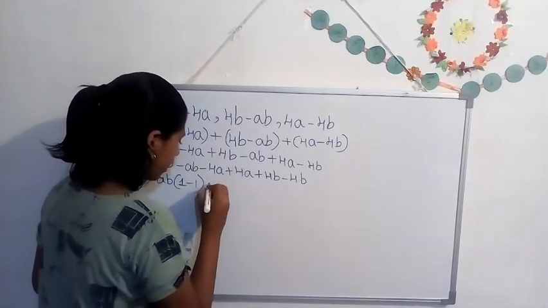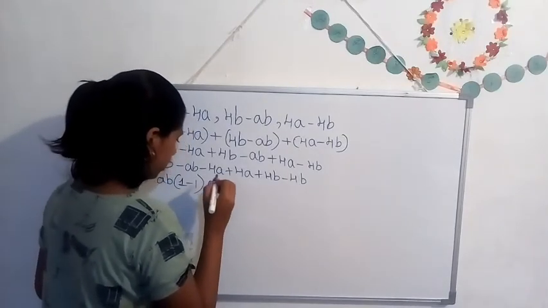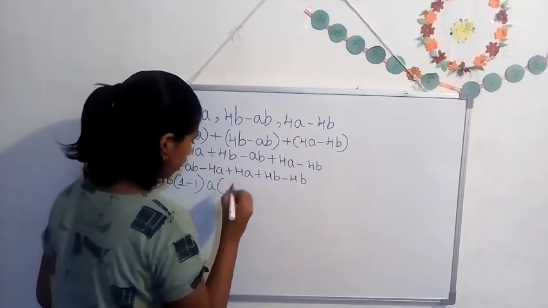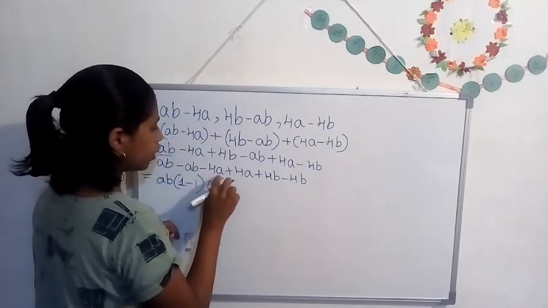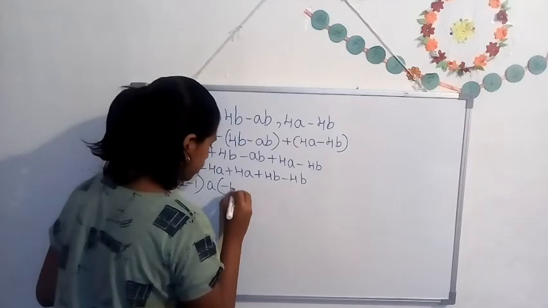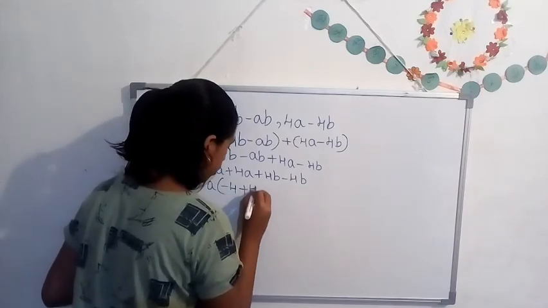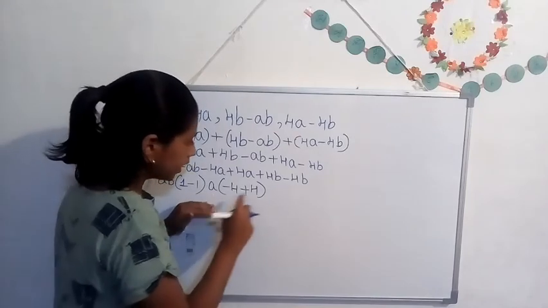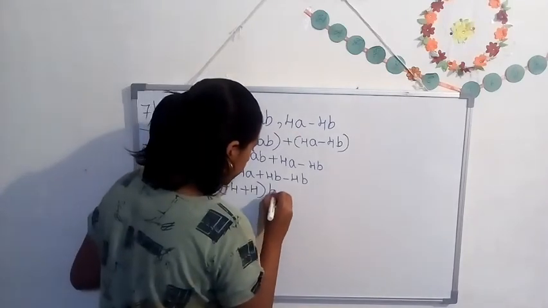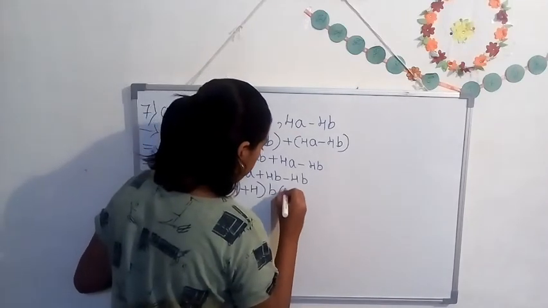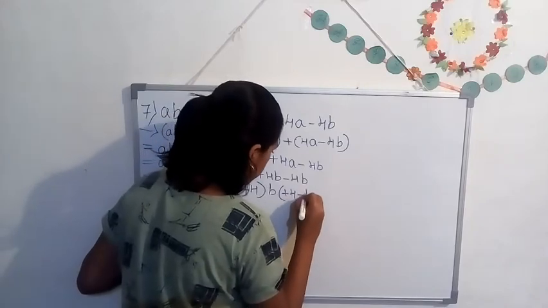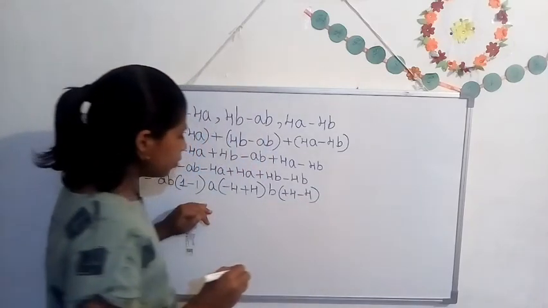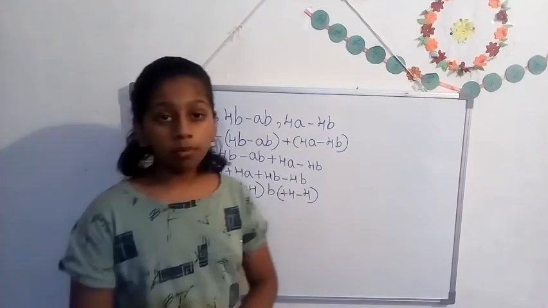So, we are going to write now A. A is there, A bracket. Here minus 4 plus 4 is there. So, minus 4 plus 4. Only constants we are going to write because A is common here. And here B is there, B, and plus 4 and minus 4. So, here also B is a common factor.